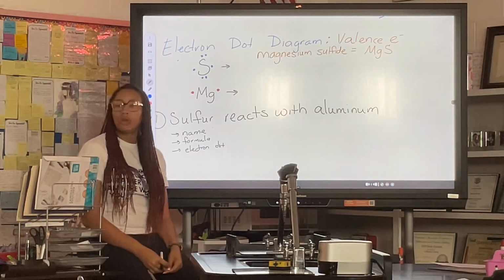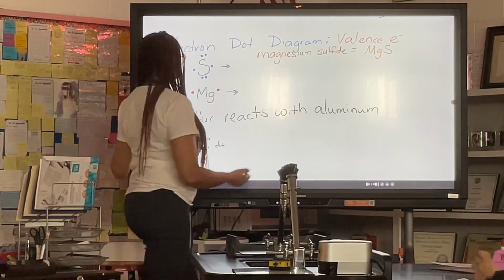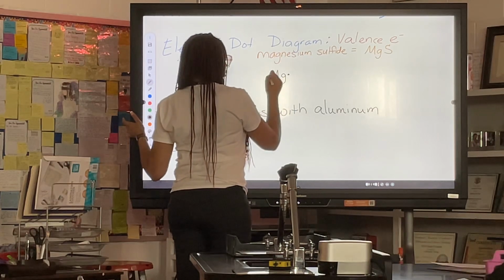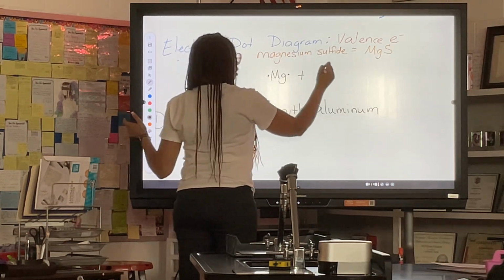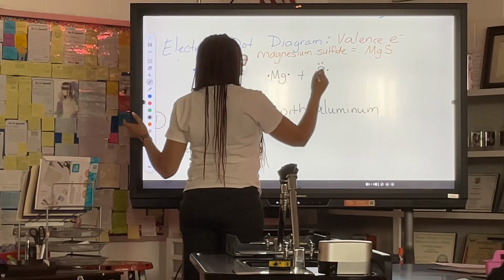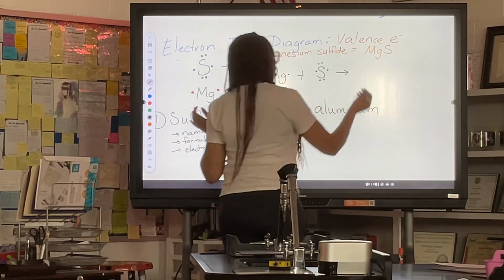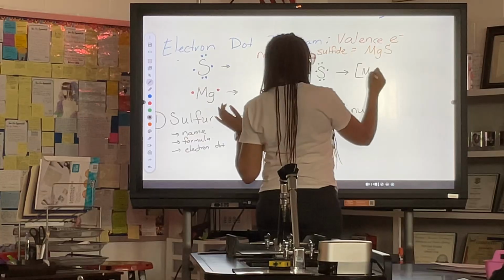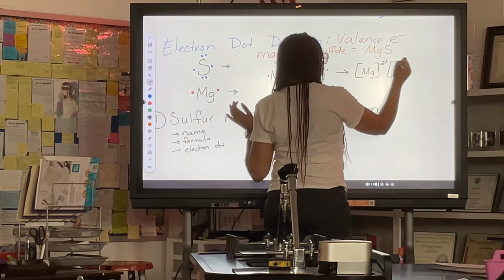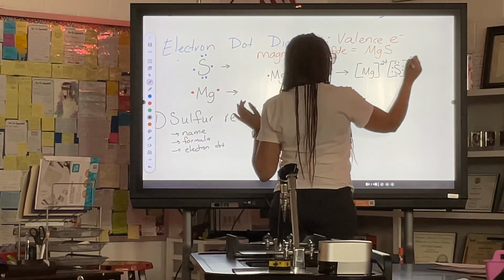So now let's do this reaction using electron dot. I'm going to have to show it. So I'm going to put magnesium with its 2 valence electrons plus sulfur, with how many did it have? 6. And then it's going to give me magnesium with a 2 plus and sulfur, or sulfide, because we changed the ending of the name, with 2 minus.